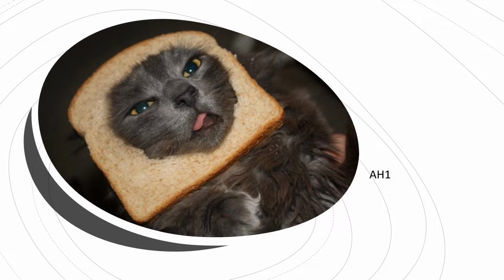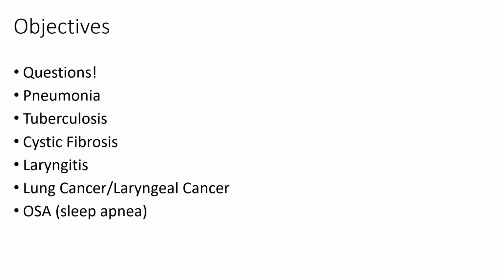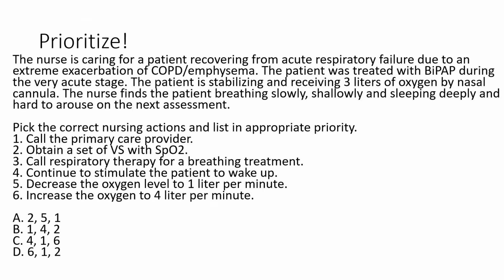Well, regardless, we are going to be talking about some different disease processes in this PowerPoint for respiratory. And this will be the content that you will find on your exam 3. So let's go to the next slide. Objectives. I have some questions for you, and then we're going to talk about pneumonia, tuberculosis, cystic fibrosis, laryngitis, lung cancer, laryngeal cancer, and obstructive sleep apnea. So this first part, I have quite a few questions for you guys, but I'm going to go ahead and read through them with you.